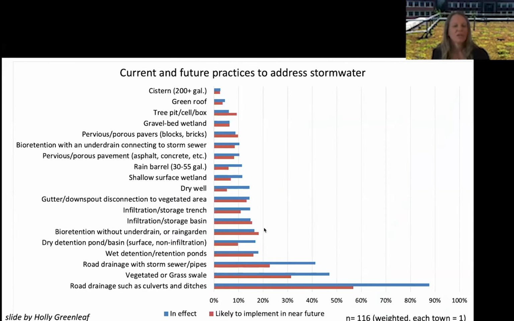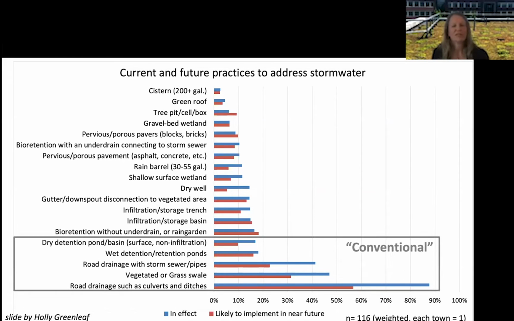So looking at the current practices that are reported to be in place in the different towns, blue is practices in effect for all of these different practices we asked about. And red is things that are likely to be implemented in the near future. In general, the things that people have tried in Vermont municipalities are pretty conventional stormwater management approaches: ditches and culverts, detention ponds. The mid-range is things that are, if they've tried green stormwater infrastructure, it's pretty low-tech stuff like bioretention without an underdrain, things like rain barrels and dry wells and various types of trenches.